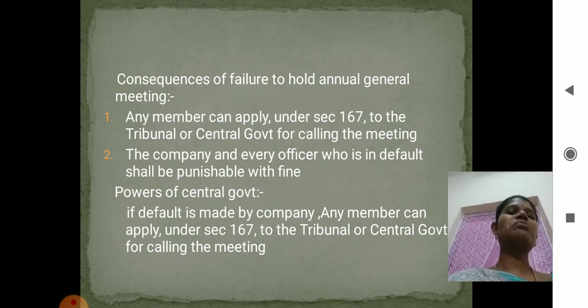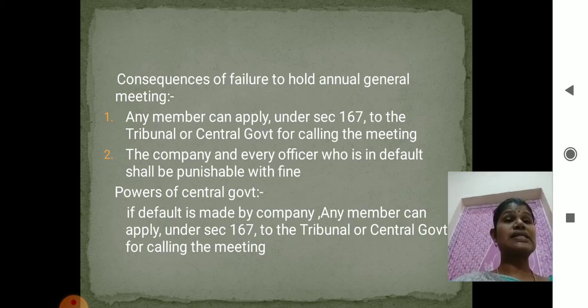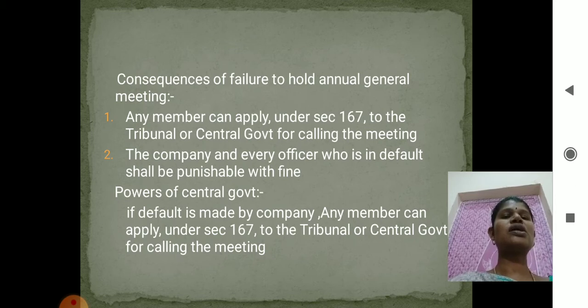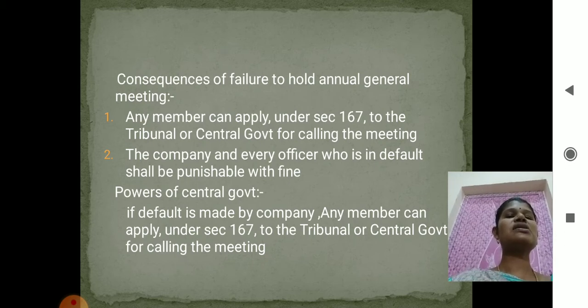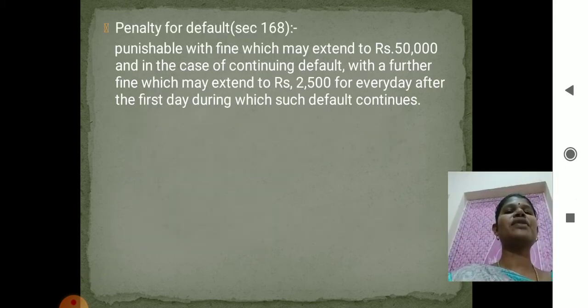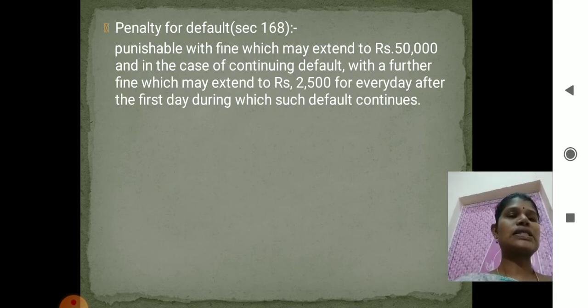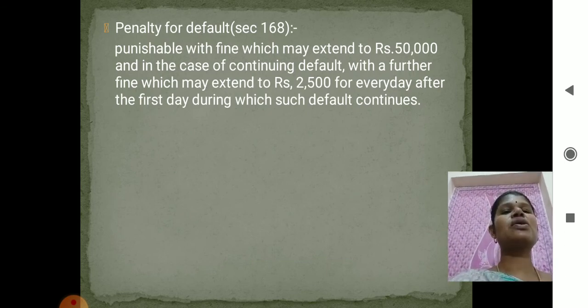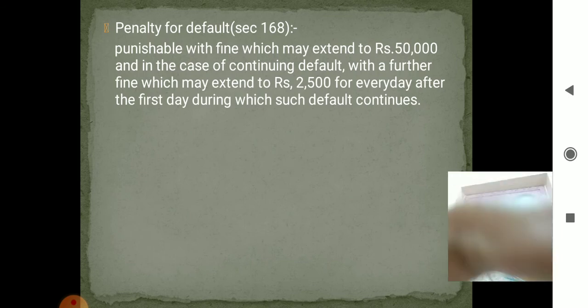Number one, any member can apply under section 167 to the tribunal or central government for calling the meeting. The company and every officer who is in default shall be punishable with fine. And power of central government: if default is made by the company, any member can apply under section 167 to the tribunal or central government for calling the meeting. What is the penalty under section 168? It is punishable with a fine, as I have already mentioned, that may extend to 50,000. In case the default is continuing, it may extend to rupees 2,500 for every day.